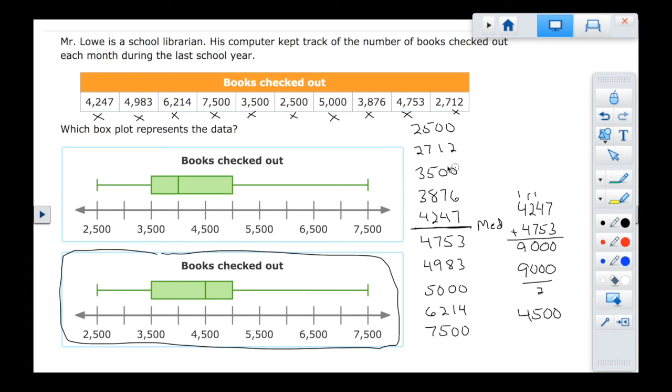I'm just going to verify though. Q1 is going to be 3,500 because that's the median of the lower half. Q3 is going to be 5,000 because that's the middle number of the upper half. There's only 5 data points in the upper half, so the middle one is the third one. And if I double check that, Q1's 3,500, Q3 is 5,000. My lower extreme is my lowest number. My upper extreme is my highest number. So this one checks out because of the median.